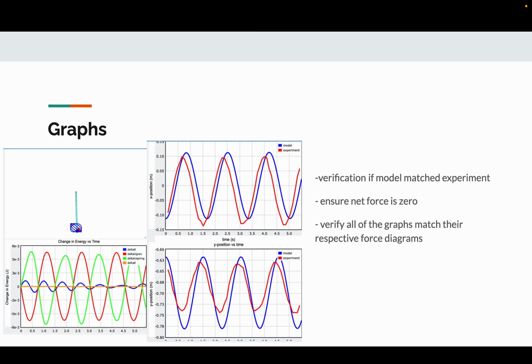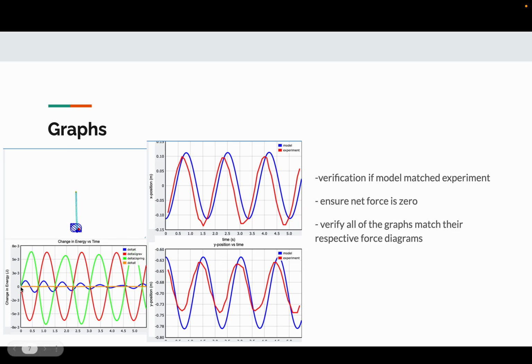So here are the graphs. This was the most important part of this lab, and we were basically checking to verify how close our experiment got to the model. As you can see, we had a small margin of error, and it's representative of the sine graph and cosine graph starting with different center points.